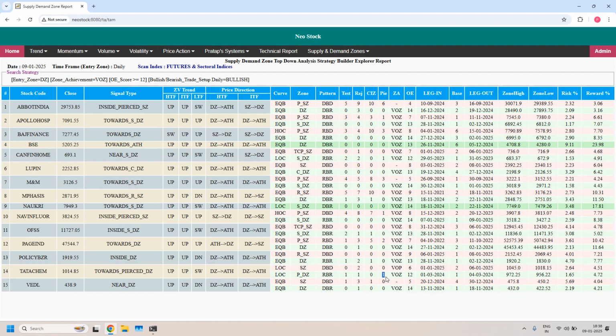And then you have Tata Chemical, which is also a pierced zone, but it is pierced only once. It doesn't make any difference whether it is pierced once or 10 times, but whether it is having new order flows or not.